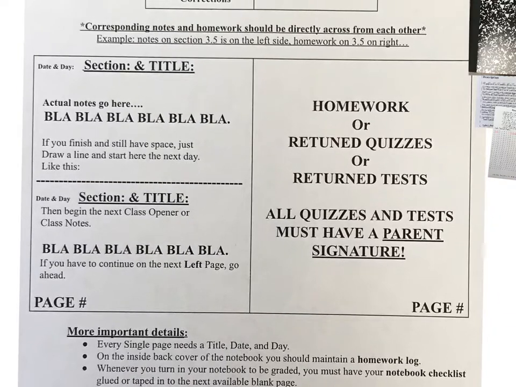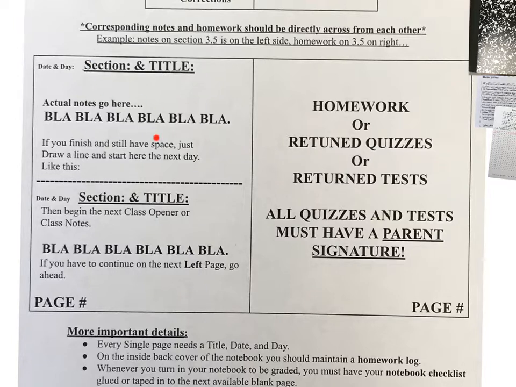Anyway, so right here at the center of the page, it's an example of how you're supposed to set it up. Every single page should have a title, date, and day. So notice I have a date and a day. And on the front board, I always have the date and the day written up there. So today's the 14th, and it's Tuesday, so you write that down, 8/14, Tuesday, and the title. So if it were a class opener, you'd write class opener. If it were the first lesson that we're doing, like section 0.2, real numbers, you would write that as a title. What I need to see is a title so I can know what I'm looking at, okay?